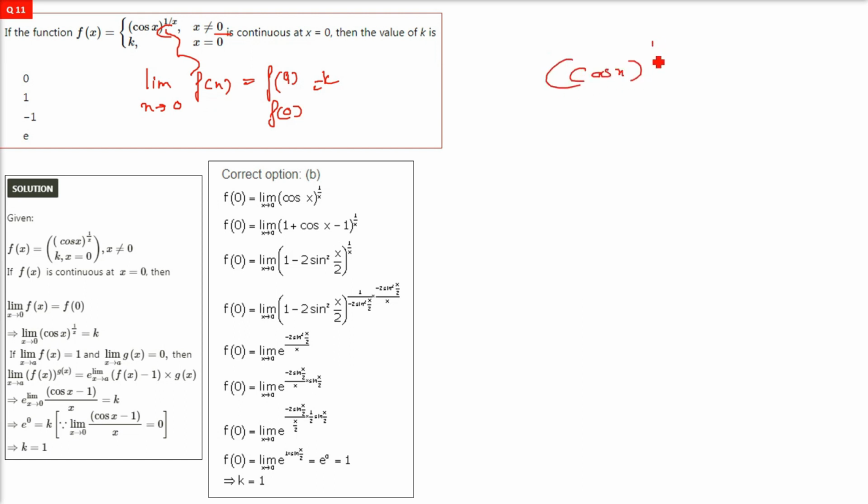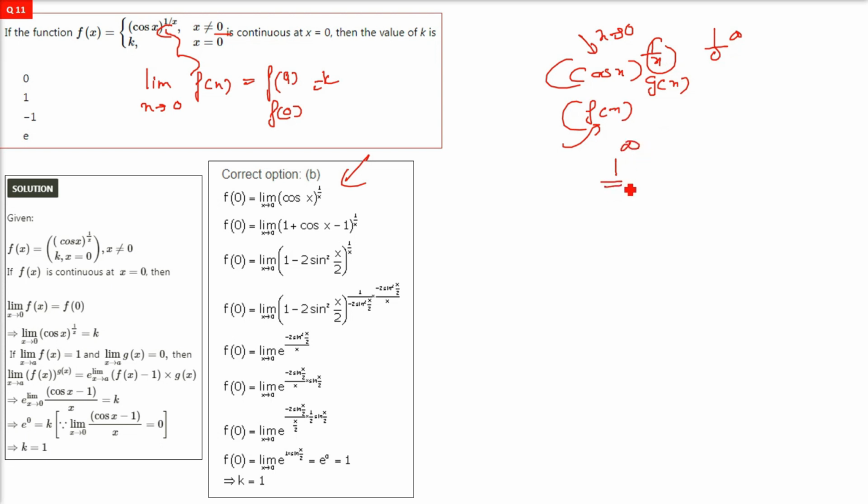So the limit has to be equated to k. So cos x raised to 1 by x, how are we going to solve this? When we apply the limit, one method is to take the log. The second method is to take the direct identity, the direct relation. So cos x is f(x) and g(x) is 1 by x. When you apply x tends to 0, cos x is tending to 1, and g(x), 1 by x, is tending to infinity.